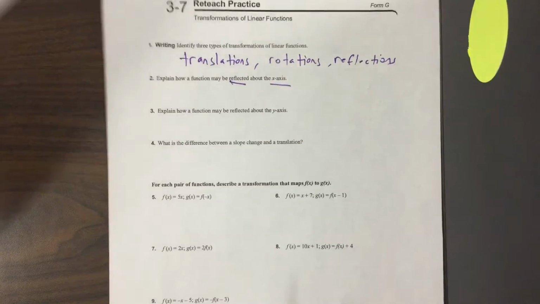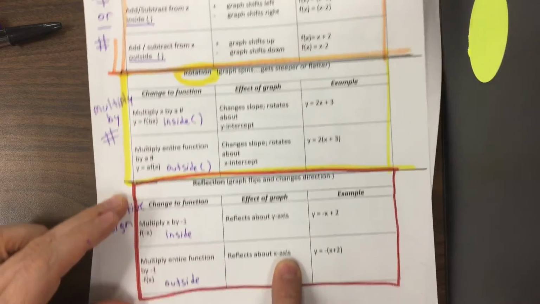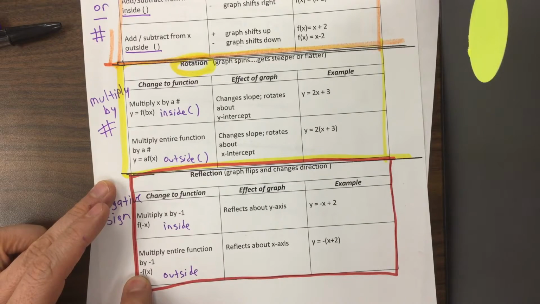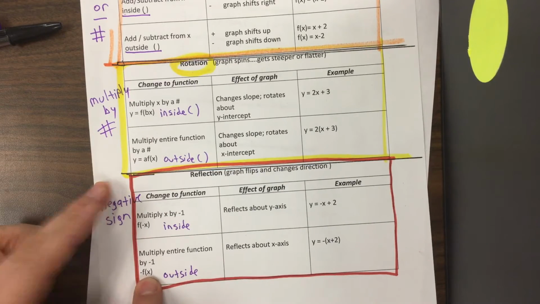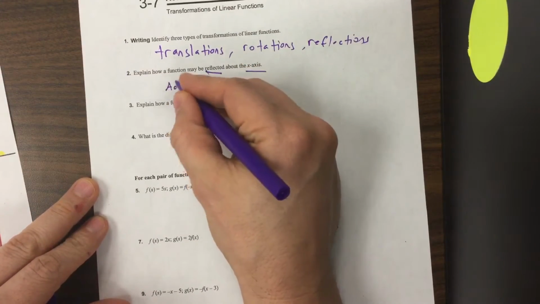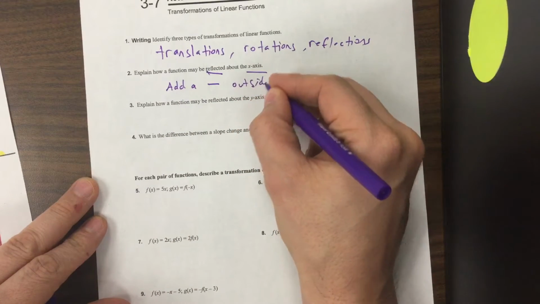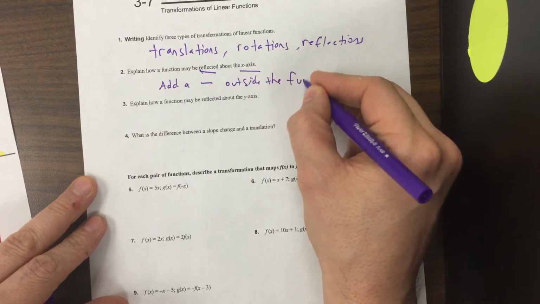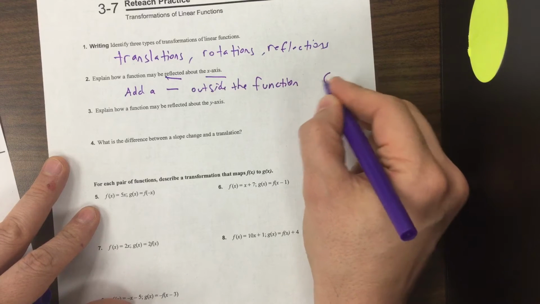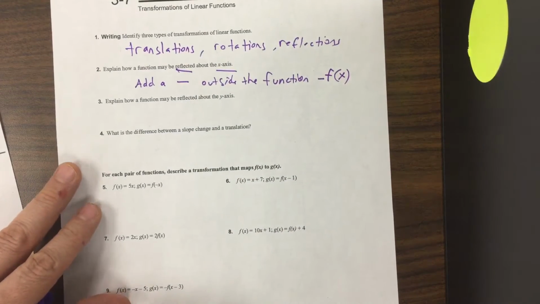Number two. Explain how a function may be reflected about the x-axis. Well, let's go to our paper. Where are reflections located? They're on the bottom. Here is the x-axis. How are they reflected about the x-axis? You put a negative sign on the outside of the function, outside the parentheses. You add a negative sign outside the function. Basically like, and I'm going to even write it like this, negative f of x, like that. That's how you do it.